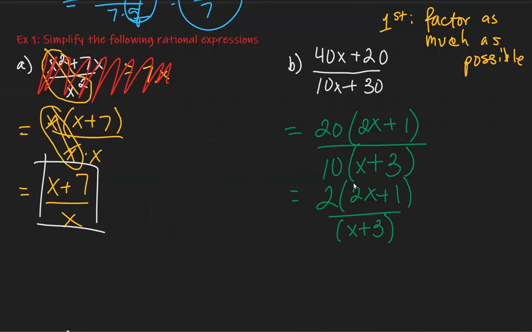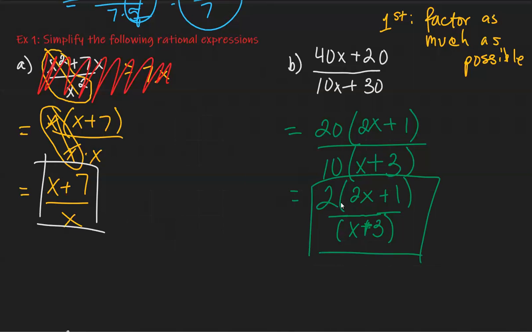And then let's check to see if we can simplify any more. This 2x plus 1 and this x plus 3, nothing I can do about that. That is good. No, none of this, none of that. Okay, that is not true. So don't do that. You're going to break my heart if you do that. X plus 3. All right, so then this is our final answer.